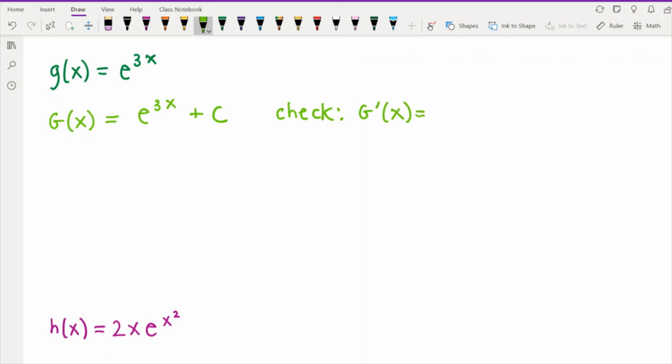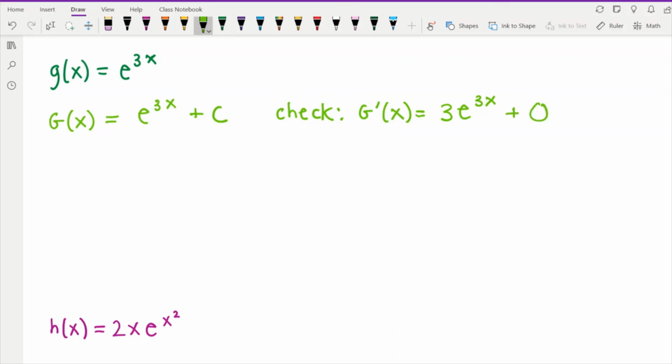So what is the derivative of e to the 3x? Well, remember, you have to use the chain rule, right? So what would the derivative be? Well, the outside part of the derivative would just be e to the 3x. But then you have to multiply by the derivative of the exponent, right? And so this would be 3 times e to the 3x plus c. Or sorry, not plus c, plus 0.